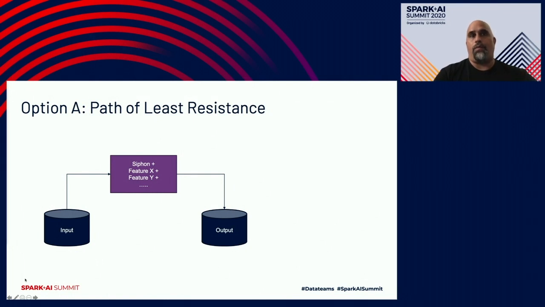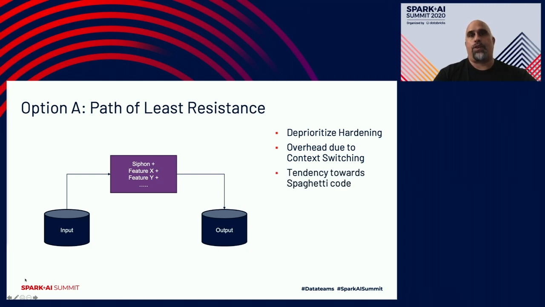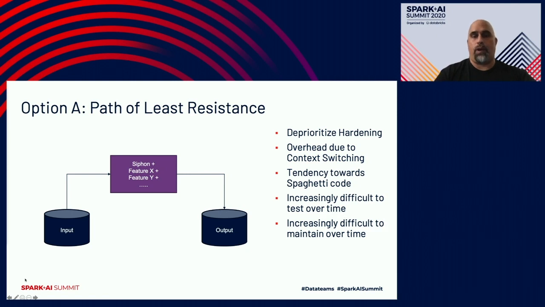So we've looked at several options. Option A is a path of least resistance. This is really just coding to it. But it means that we need to deprioritize the hardening work that we're doing. It also means that developers will be working both on those cross-cutting features and the data processing features, resulting in context switching, which is overhead we prefer not to incur. Overlapping those concerns can also lead to spaghetti code, making it increasingly difficult to test over time and increasingly difficult to maintain over time as well.